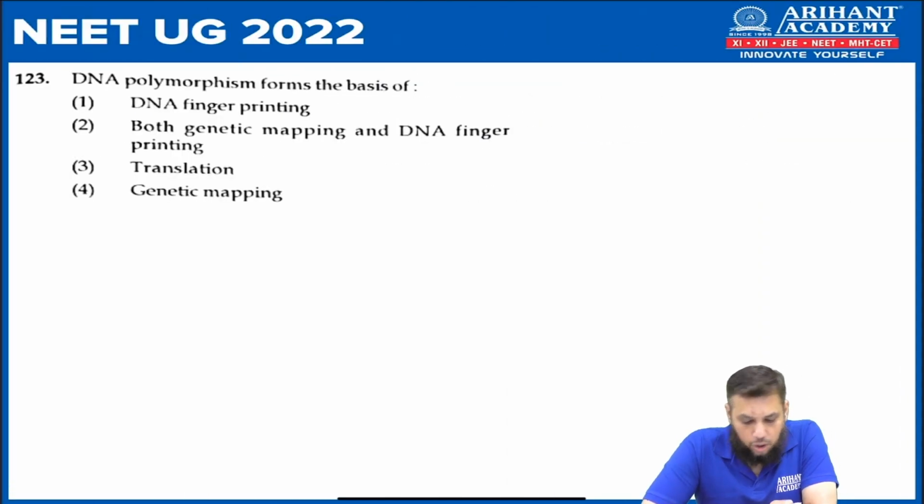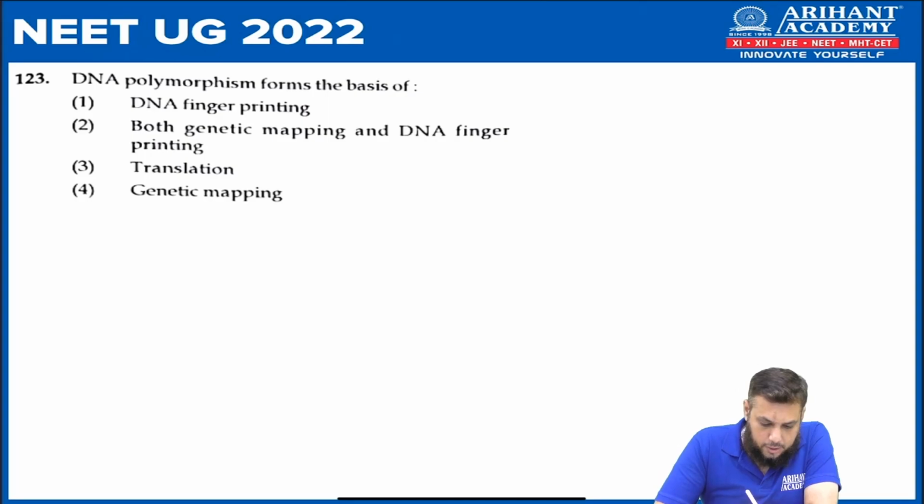123, DNA polymorphism, that is the variable number of tandem repeats. It forms the basis of both the genetic maps as well as DNA fingerprinting. Okay, so 123, the answer will be 2.